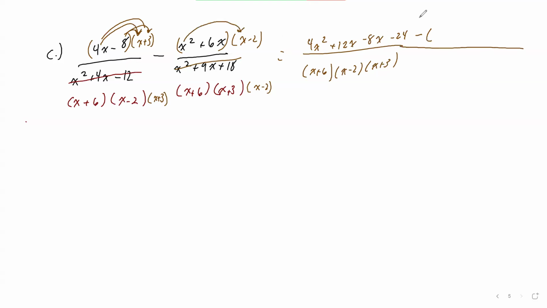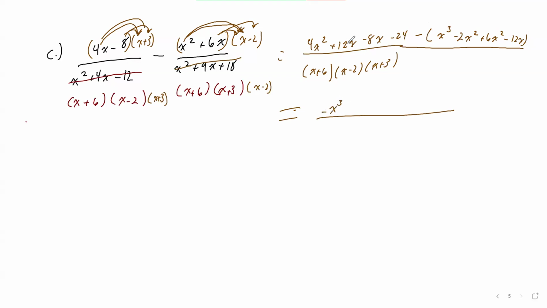X squared times x gives me x cubed. X squared times negative 2 gives me negative 2x squared. 6x times x gives me 6x squared. And 6x times negative 2 gives me negative 12x. And I left that in parentheses so that when I come to combine like terms, I can see that I'm subtracting. So there's no cubes over here, minus x cubed. So I have a negative x cubed.